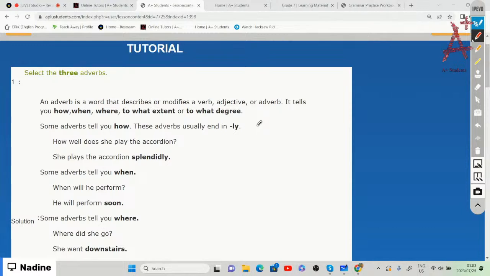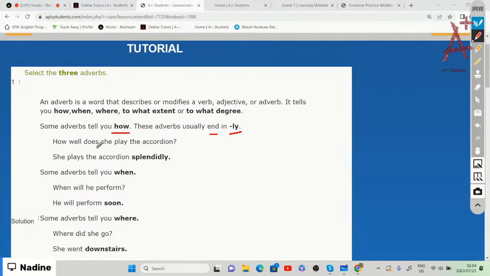Some of the adverbs basically tell us how, how something is done. So it is either softly, quietly, splendidly, hurriedly, badly, and so forth. So some adverbs tell us how, and these adverbs usually end in ly.